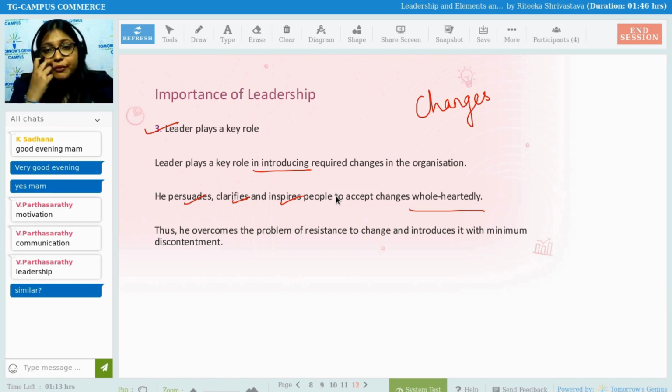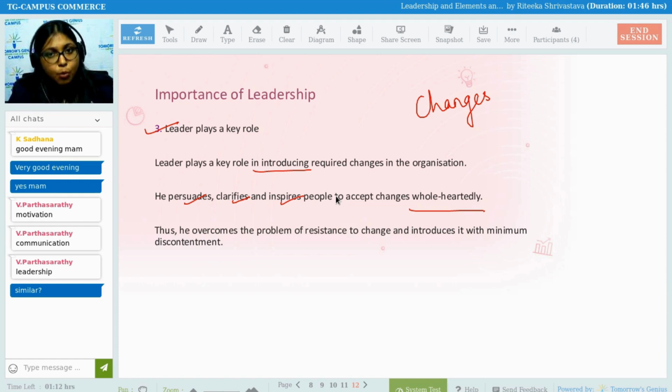But here again there is the part of a very good leader, how nicely he is able to influence all the subordinates to accept these changes happening in the organization. If the leader has very good qualities, then he will be very successful in making everyone accept the changes. So he will help the subordinates to accept these changes wholeheartedly or positively. And if the leader is successful in doing this, then he is ultimately a very good leader.